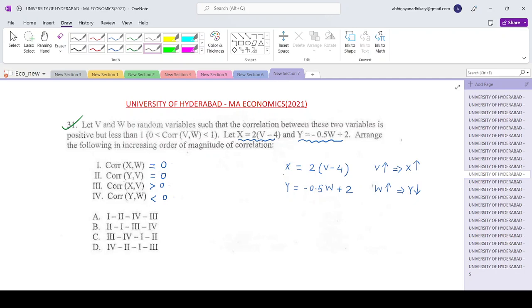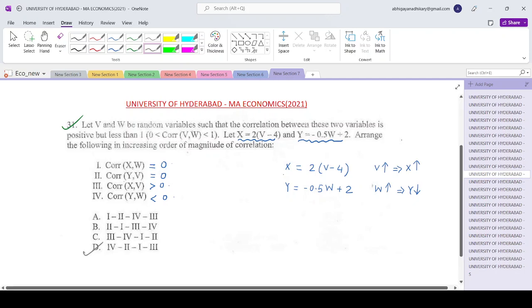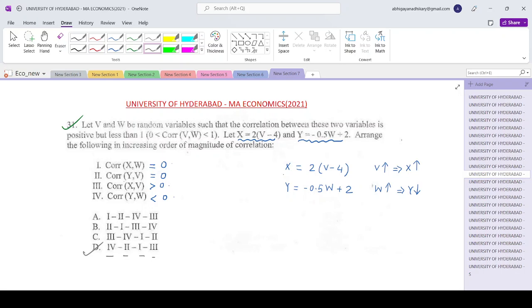So if you look at the options, it is part D, which shows that 4 is the lowest. Then the 2 and 1, both of them are 0, so they will come in order, and that will be followed by number 3, and hence your correct option is option D. You need not actually go into the calculation of correlations to get to this answer. A very tactful observation of these two expressions will give you the answer straightforward.